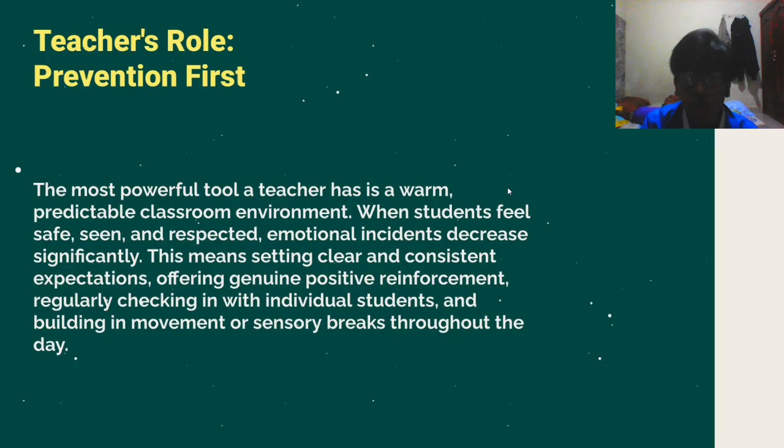Teacher's role. Prevention first. The most powerful tool a teacher has is a warm, predictable classroom environment. When students feel safe, seen, and respected, emotional incidents decrease significantly. This means setting clear and consistent expectations, offering genuine positive reinforcement, regularly checking in with individual students, and building in movement or sensory breaks throughout the day.